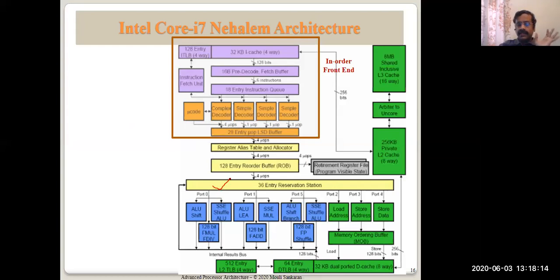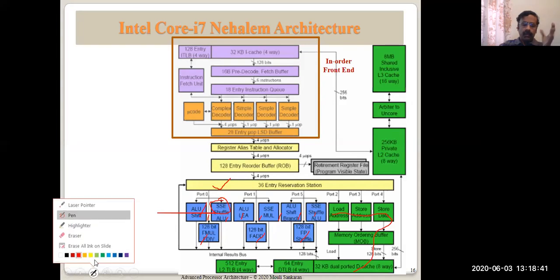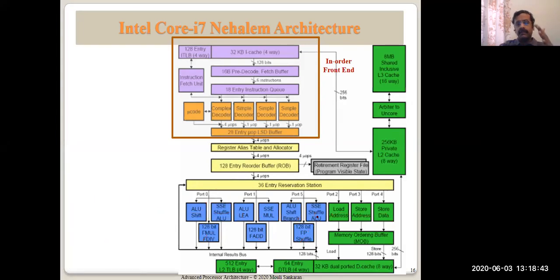Then we have a 36-entry reservation station scheduled on different functional units. You can see them. There are some ALUs with shift operations, floating point operation, adder, multiplier, divider, and SSE. I told you SIMD is here, and all the load and store is separated out so that they can write into memory, data cache. They are all grouped together here. I want you to spend some time and understand it.